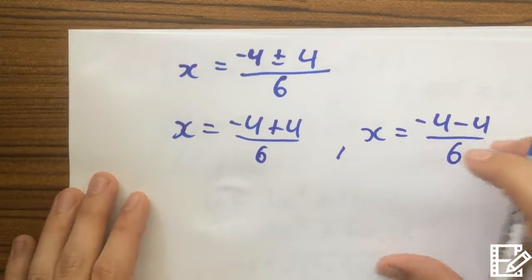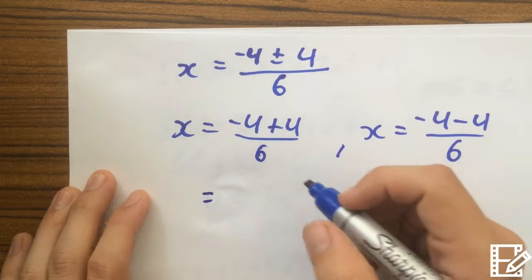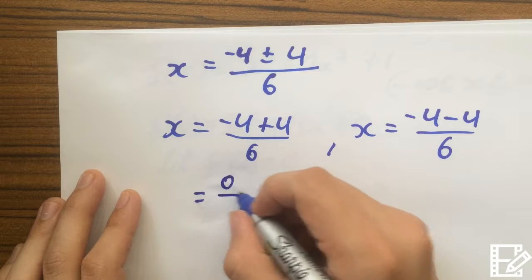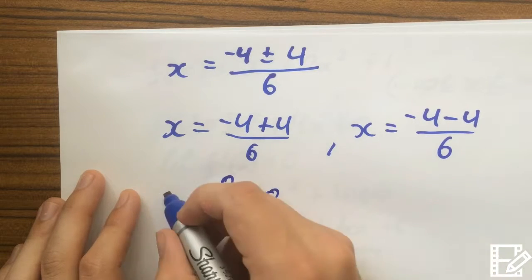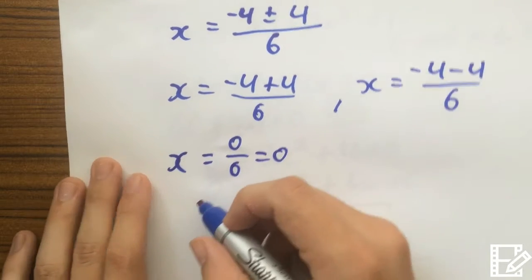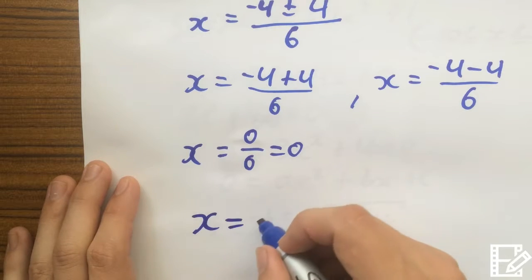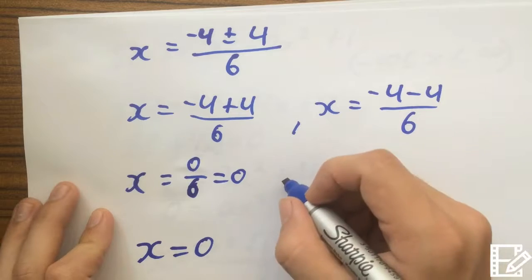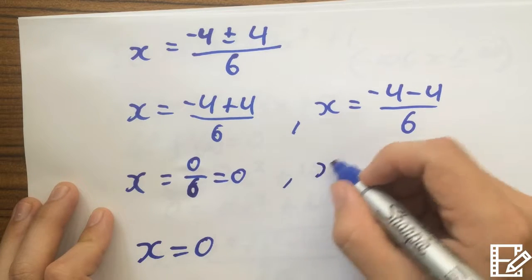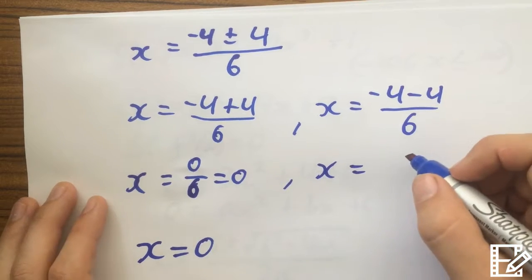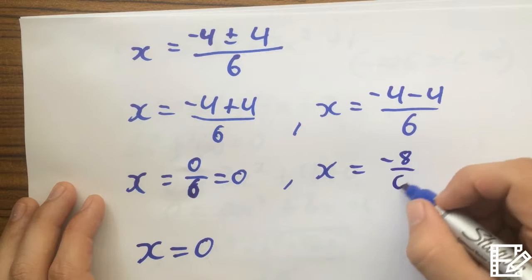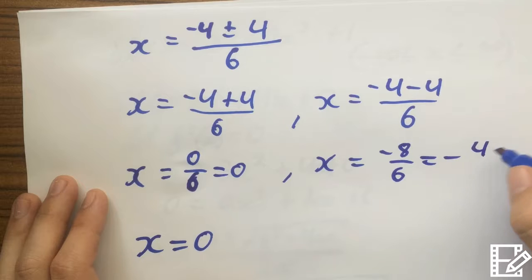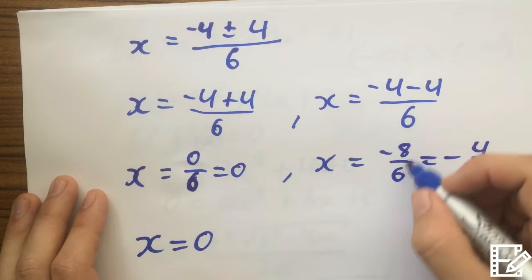Negative 4 plus 4 is 0, so that's 0 on 6, which is equal to 0. Therefore, our first critical number is x equals 0. Over here we have x equals negative 4 minus 4, which is negative 8 on 6. That also equals negative 4 on 3, if you divide both of them by 2.